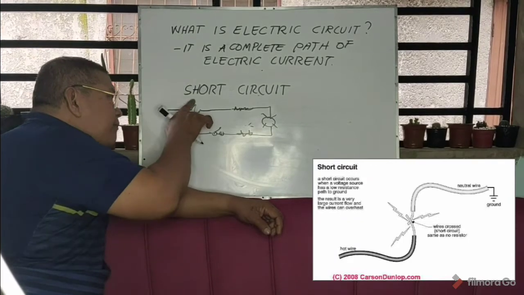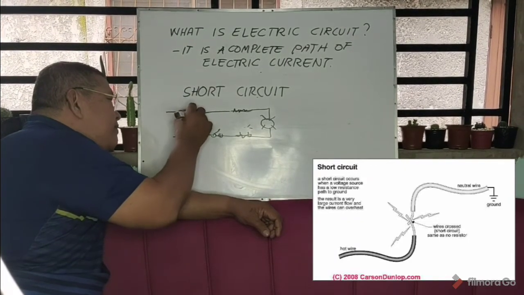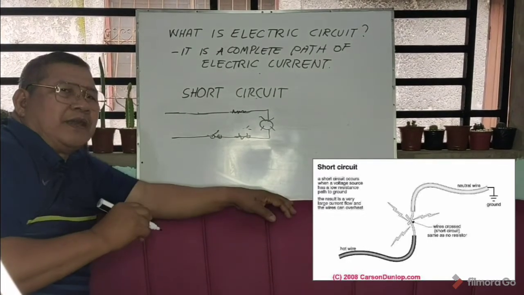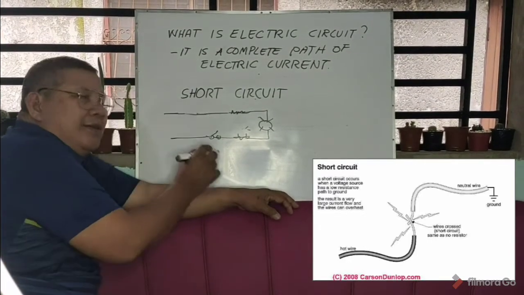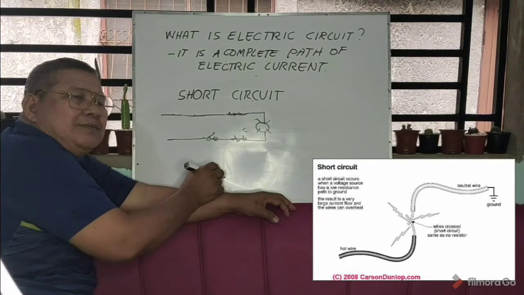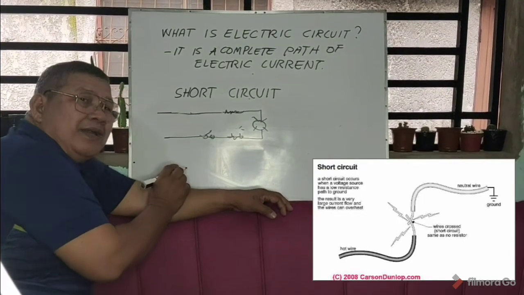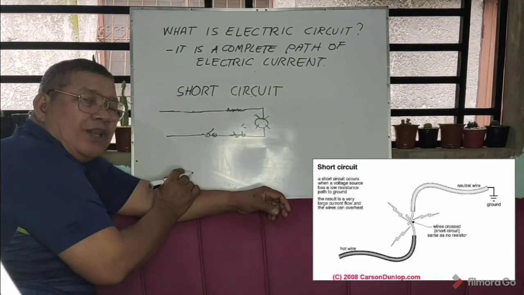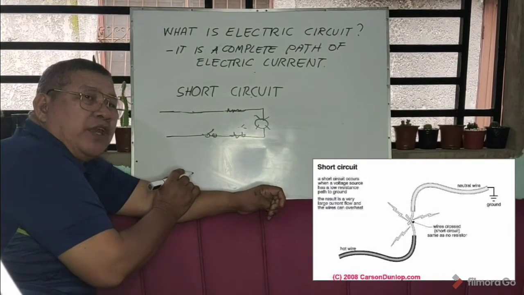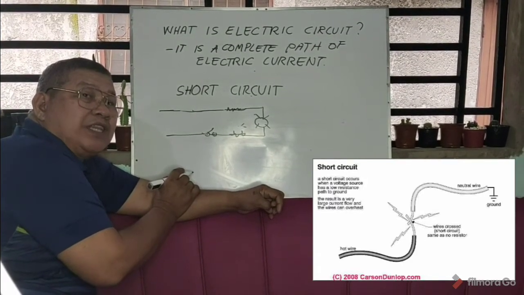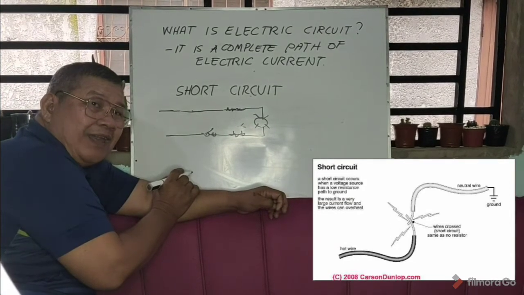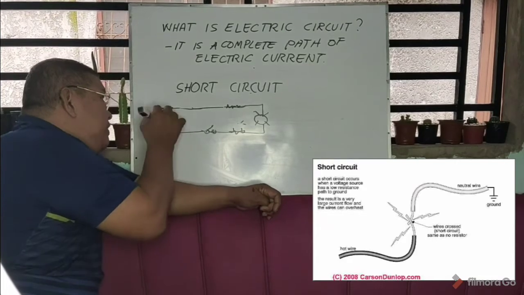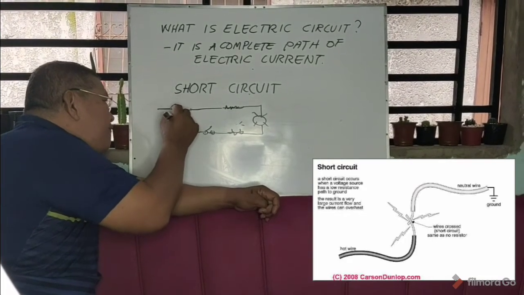But if there is no fuse there, and then there is a short circuit, what will happen next? It is the wire that will burn. Your wire will melt. Then that is where fire will start because the trouble is faulty wiring. Okay? Faulty electrical wiring. So it is really good to have a fuse.